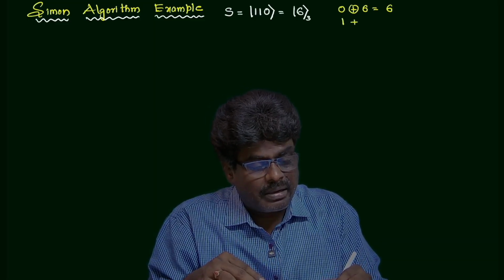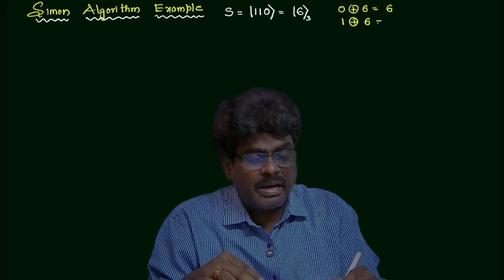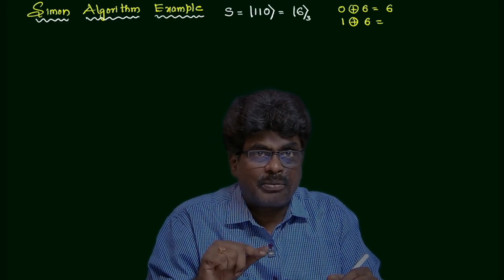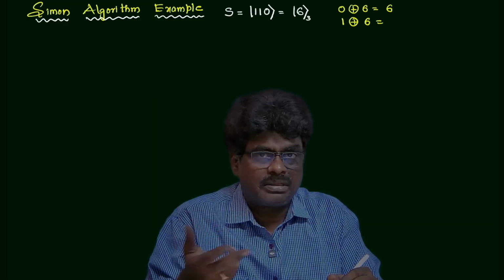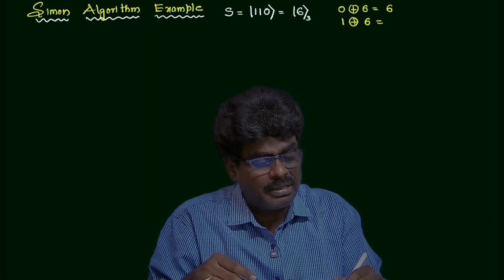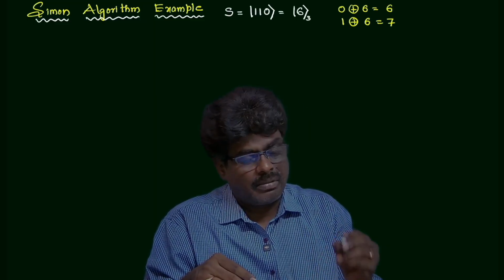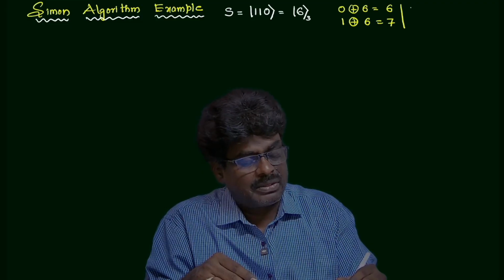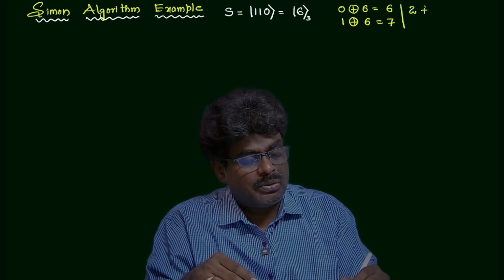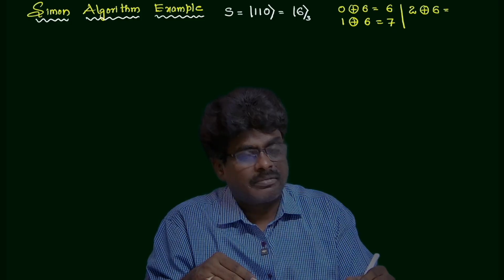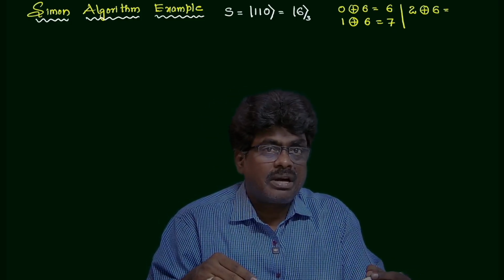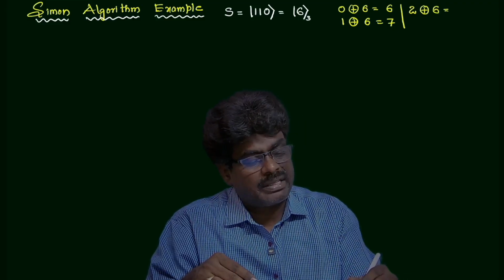So 1 XOR 6, is there anything common? No. 6 is 4 plus 2, 1 is 0 plus 1, that means there is nothing common, so that's why we get 7. So 1 and 7 have the same output. Next one, 2. 2 XOR 6, what is common? 2 is common, so the answer is 4.